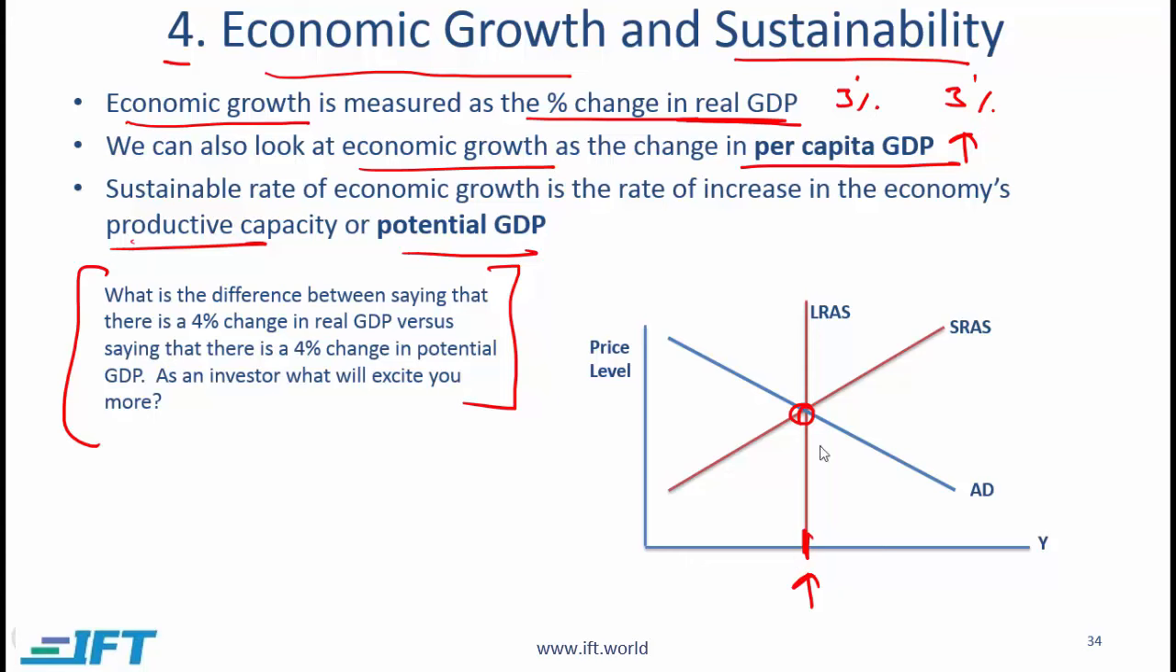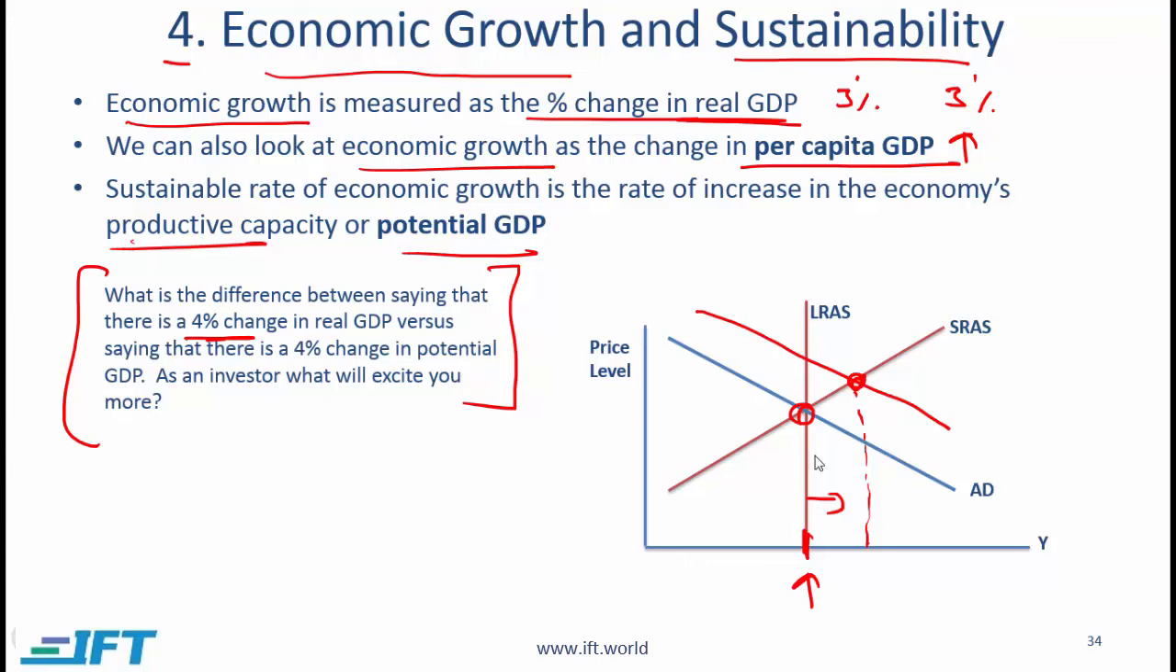If we say that potential GDP is increasing by 4%, what we mean is that the long-run aggregate supply curve is shifting to the right, which means that the potential GDP or the overall capacity of the economy is going up. If we simply say that the real GDP is up by 4%, what that might simply mean is that aggregate demand is up. If aggregate demand is up, then in the short run, our real GDP has gone up, but it is possible for this situation to exist in the short run, even though our productive capacity is still where it was.